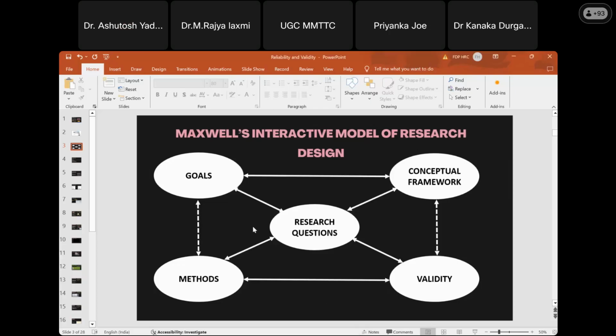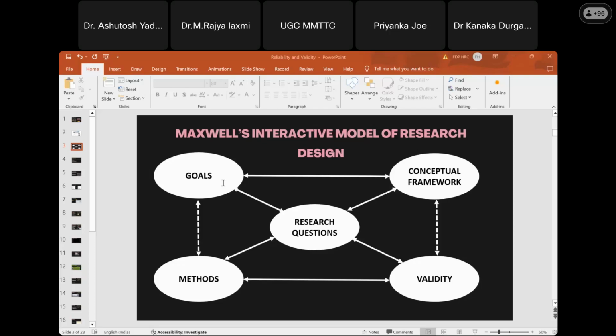Before we go into the concepts of reliability and validity, let us first discuss Maxwell's interactive model of research design. This is a framework that revolutionizes how we approach the research process. In the traditional view, research design is often seen as a linear path with fixed steps from start to finish. However, Maxwell's model challenges this notion by recognizing that research is dynamic, complex, and an iterative process. At the heart of Maxwell's model there are three critical components: research questions, research methods, and interpretations.